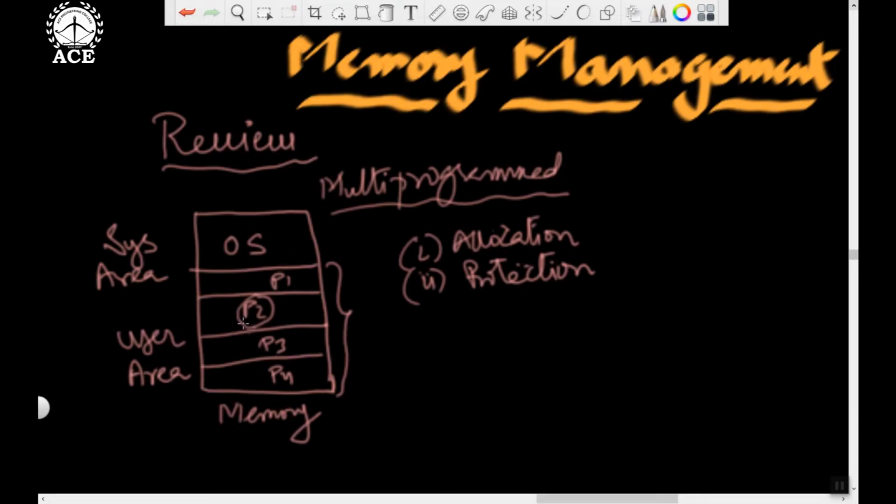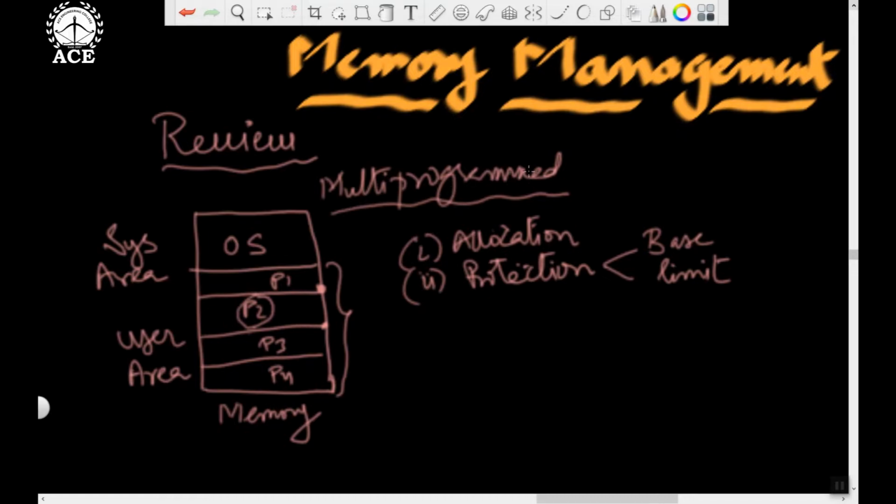Now, what are the issues to be considered in the management of this user space? The important issues include allocation. That means which portion of memory we are supposed to place the program in. Then protection. We said that the area of memory where the user program is stored is called the program address space. When it is loaded in this address space, it is supposed to confine its execution within this address space. It cannot access the other program's address space, and it cannot interfere with the operating system area. So this aspect is called protection.